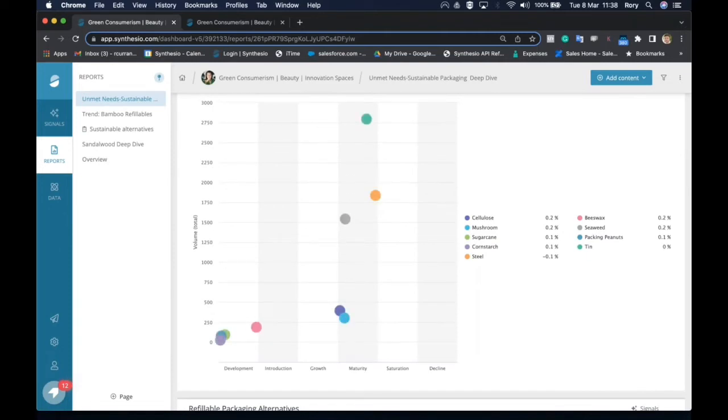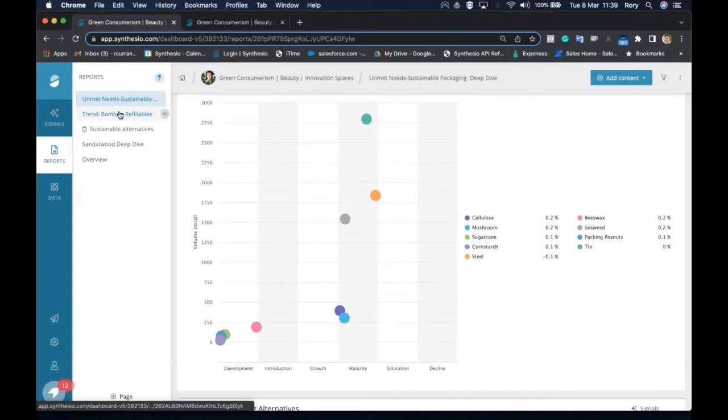So far we've identified that there's been a need for a stronger solution when it comes to refillables and sustainable packaging. We've also identified that from a user innovation perspective, consumers are now becoming more creative and creating solutions at home when it comes to different products. In addition to that, we've also identified an emerging, growing entity, or potential innovation opportunity, in bamboo.